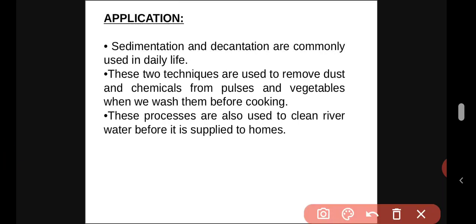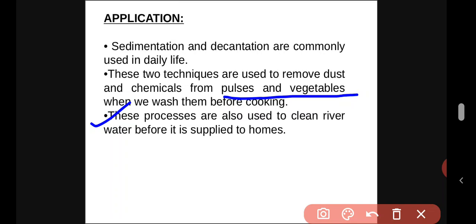Pulses and vegetables, we wash them before cooking, and these processes are used to clean water before it is supplied to homes. So the third application is cleaning river water. One of the things I want to say is, please refer to your content book, page number 44 for this diagram.